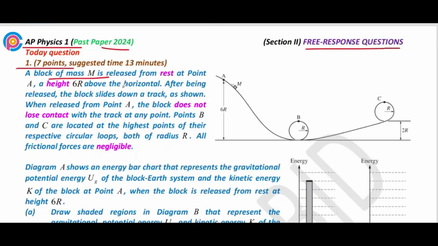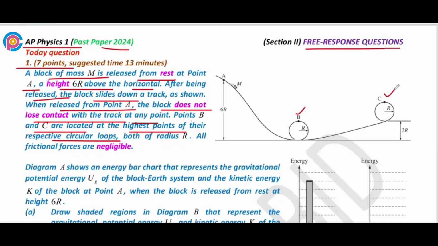A block of mass m is released from rest at point A, a height 6r above the horizontal, as shown in the figure. After being released, the block slides down a track as shown. When released at point A, the block doesn't lose contact with the track at any point. Points B and C are located at the highest point of their respective circular loops. As you can see, B and C are the topmost points in the loops. All frictional forces are negligible.